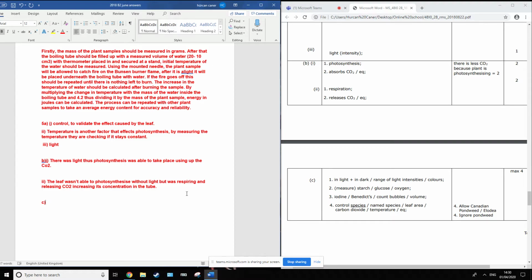Hydrogen carbonate. So part 1: explain the change in the color of the indicator in tube A. Because there was light, the leaf was photosynthesizing, so it was using up the carbon dioxide. Okay? So we wrote it down here.